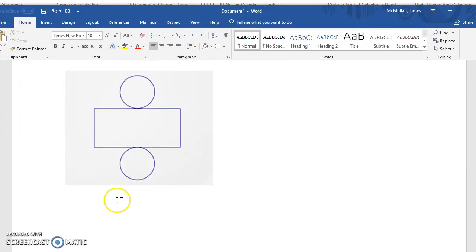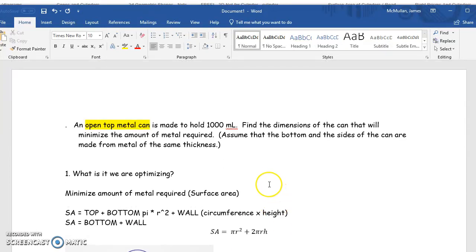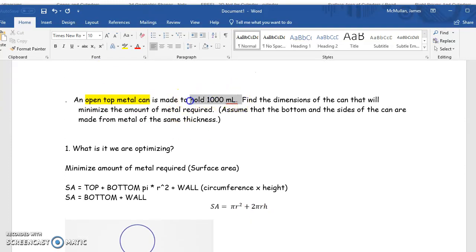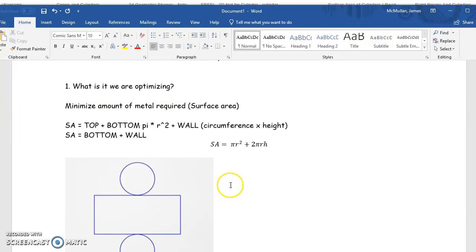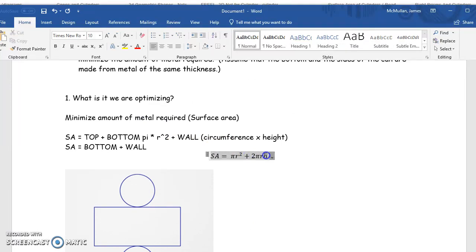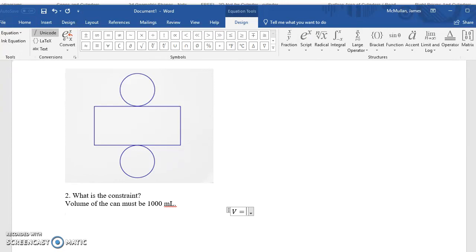Now, once we have the thing that is to be optimized, the second thing we look for is the constraint. Some sort of constraint needs to occur here, because otherwise we would just make a can that was a millimeter tall and it would not use very much material. But our can needs to hold 1,000 milliliters. So the constraint equation is usually going to be a different quantity. Our first quantity was surface area. Our constraint equation is that the volume of the can must be 1,000 milliliters.